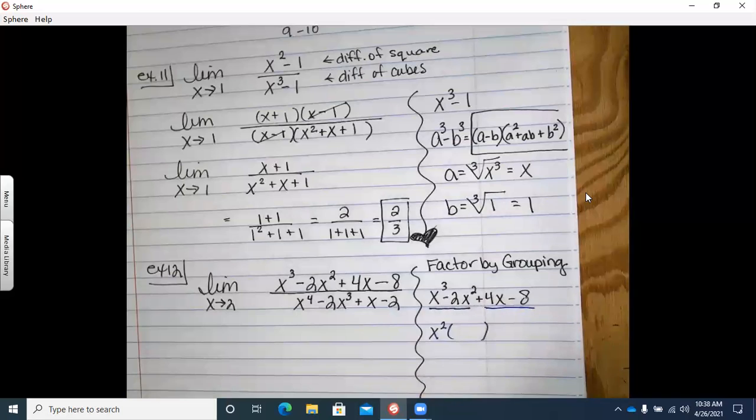So to see what's left, factor out a GCF of x squared from both terms. So we just divide to see what's left. What's x cubed divided by x squared? x. If I went back and multiplied, x squared times x, I get x cubed. What's negative 2x squared divided by positive x squared? Negative 2.